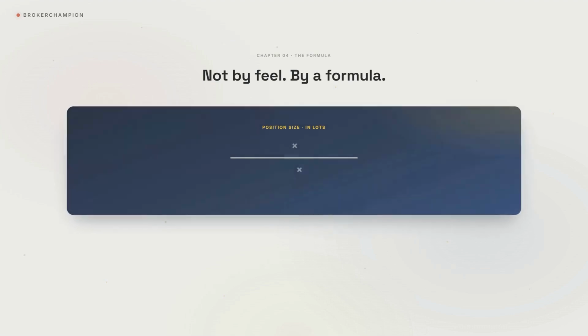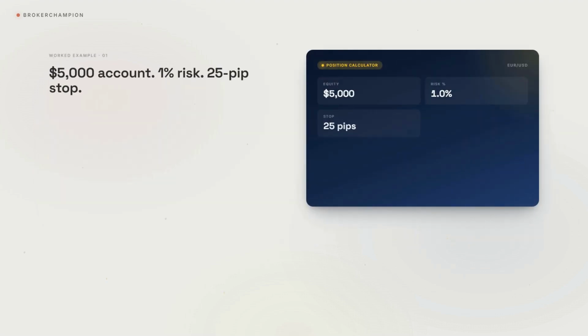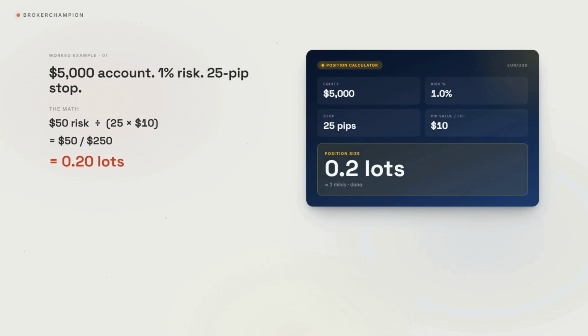So how do you pick the right size? Not by feel, by a formula. Position size in lots equals account equity times your risk percentage, divided by stop distance in pips times pip value per lot. That's the whole job. Let me make it concrete. $5,000 account. You're willing to risk 1%, 50 bucks. Your chart says a 25 pip stop. 50 divided by 25 times 10 equals 0.20 lots. Two minis. Done.